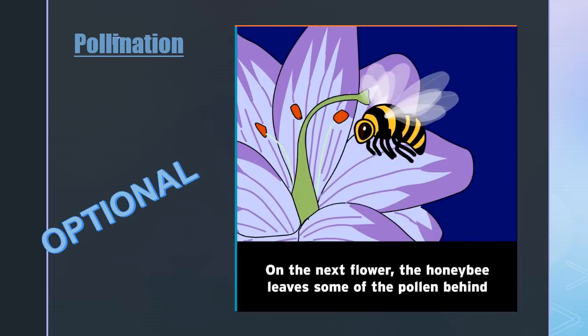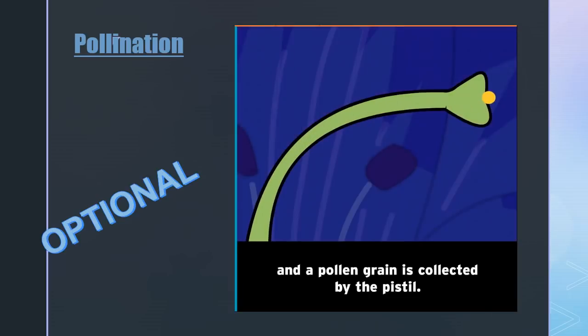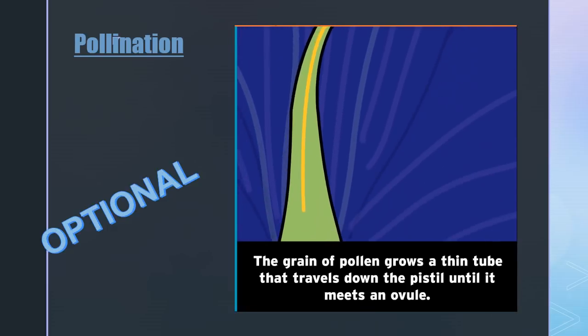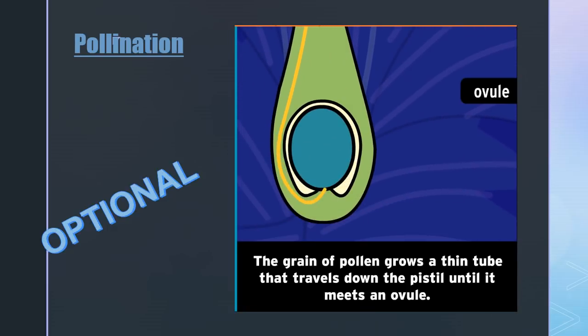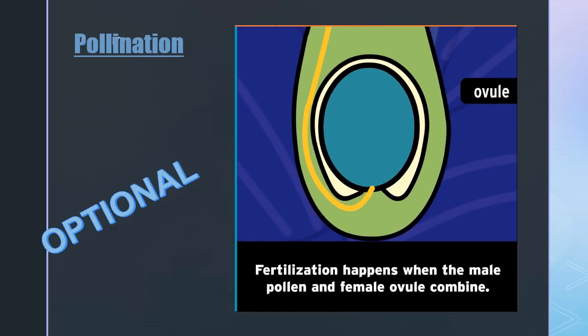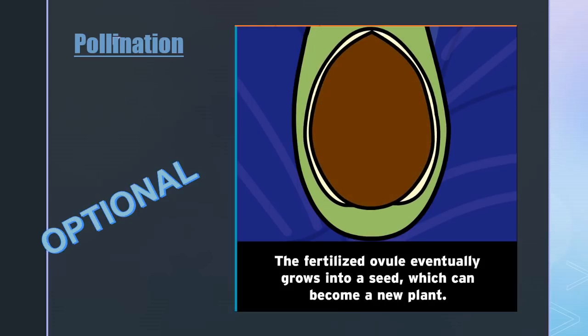On the next flower, the honeybee leaves some of the pollen behind, and a pollen grain is collected by the pistil. The grain of pollen grows a thin tube that travels down the pistil until it meets an ovule. Fertilization happens when the male pollen and female ovule combine. The fertilized ovule eventually grows into a seed, which can become a new plant.